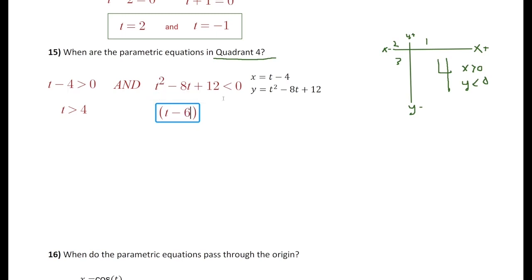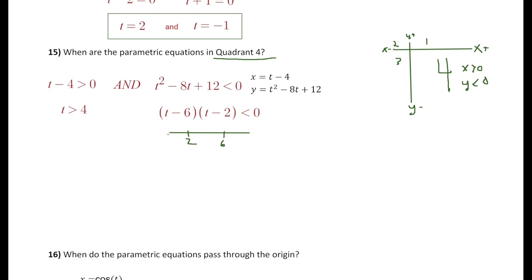Minus 6 and x minus 2, or t minus 6 and t minus 2. And so what that means is, if you're trying to visualize this, we've got solutions here at positive 6 and positive 2. And we want to know, when is this function going to be less than 0? In other words, when is it going to be negative?